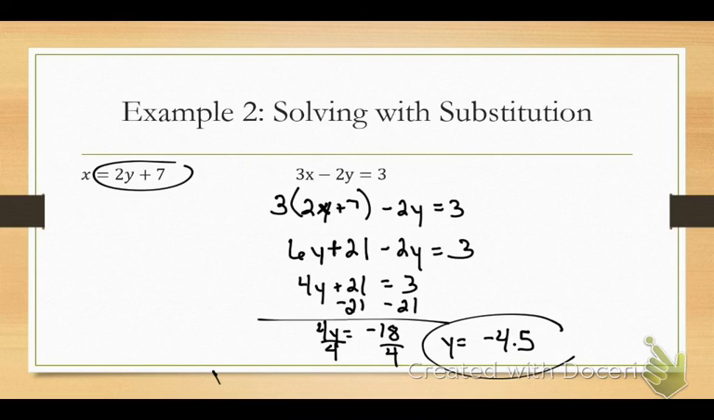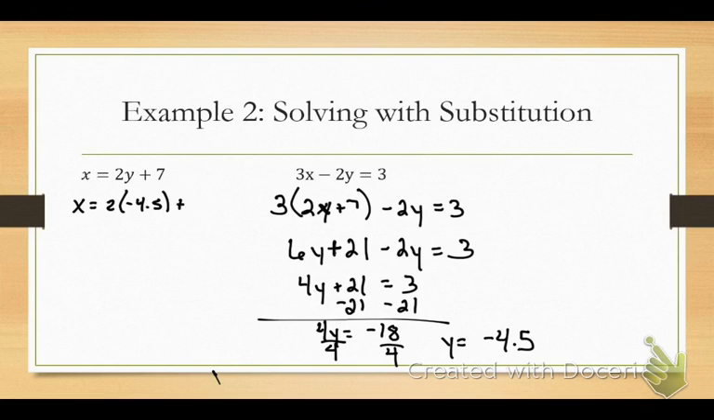You take it back and you plug it in for y on the other equation. So, x equals 2 times negative 4.5 plus 7. What's 2 times negative 4.5? Negative 9 plus 7. All right, what's negative 9 plus 7? Negative 2. You were close. All right, so the answer is negative 2 and negative 4.5. Oh, forgot my parentheses. It's an ordered pair.